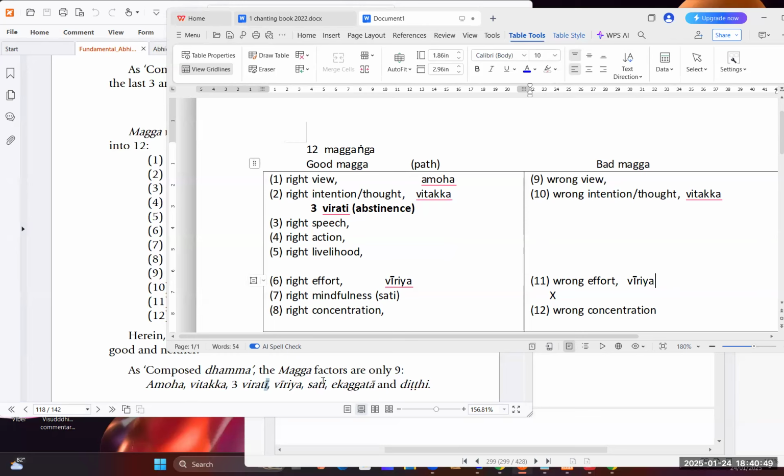Okay, now sati is sati, mindfulness. So ekagata. Which one is ekagata? Thomas, which one is ekagata? Ekagata would be right concentration, I think. Okay. So one-pointedness means right concentration. So you also need to put ekagata here. So we put together.